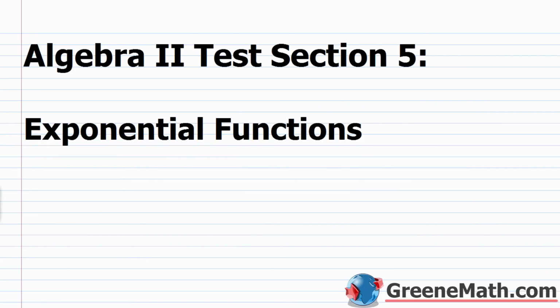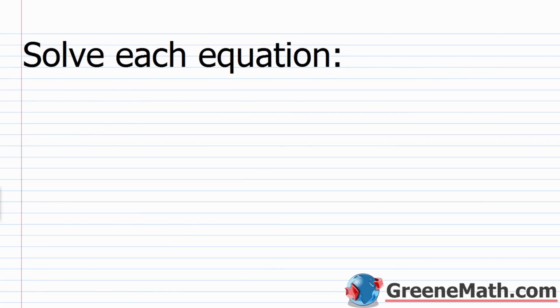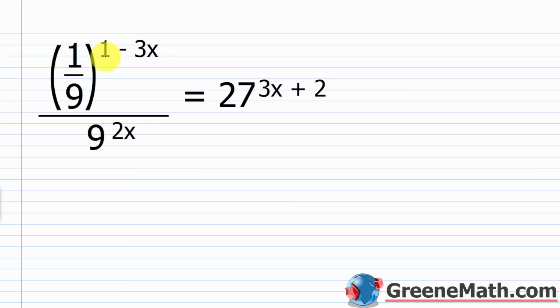Hello and welcome to Algebra 2 Test Section 5 on exponential functions. All right, so we want to solve each equation. We're going to take a look at 1/9 raised to the power of 1 minus 3x, over 9 raised to the power of 2x. This is equal to 27 raised to the power of 3x plus 2.